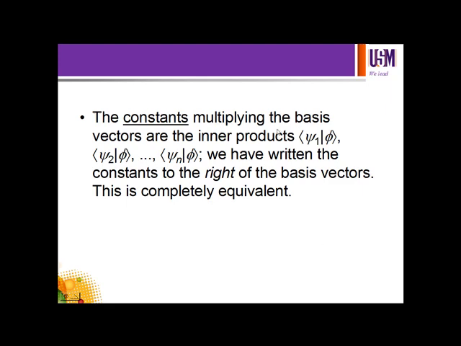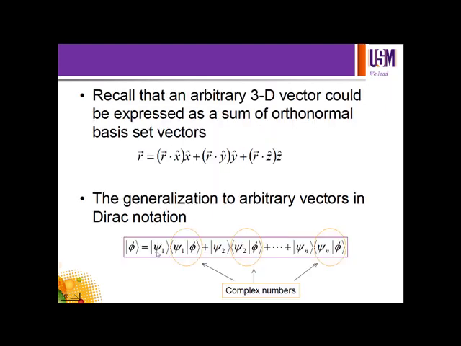The constants multiplying the basis vectors are the inner products: the inner product of psi 1 with phi, psi 2, and until psi n with phi. So you have written the constant to the right of the basis vectors. This is completely equivalent. It does not matter if we put the inner products on the right or the left of the vectors, because they are just a number.